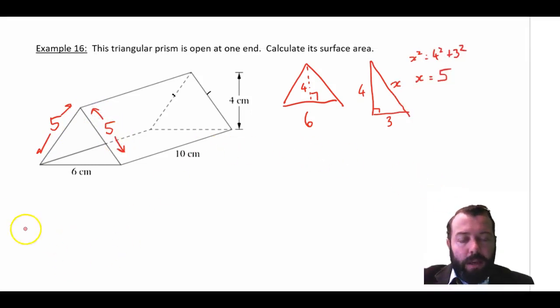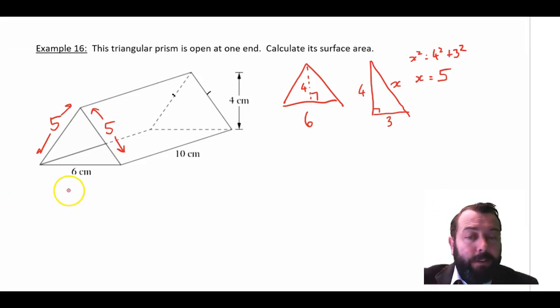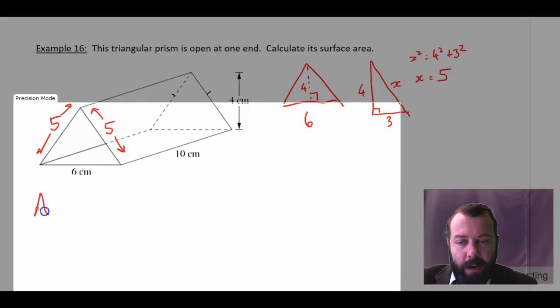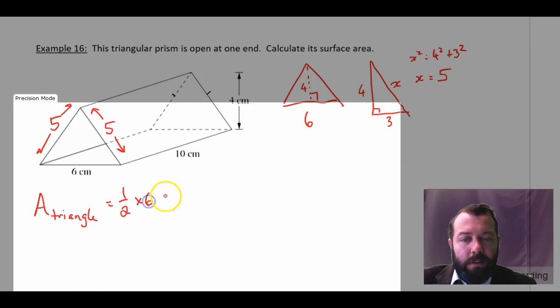Now my surface area is made up of 5 faces, but 2 of them are the same. So I'm going to say the area, and I can use a subscript here, of a triangle is equal to half times the base times the height. That's half times 6 times 4, not 5, that's 4. Equals half times 6 times 4 equals 12 square centimeters.